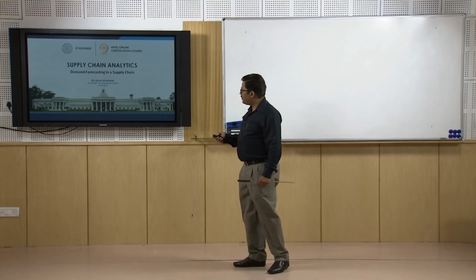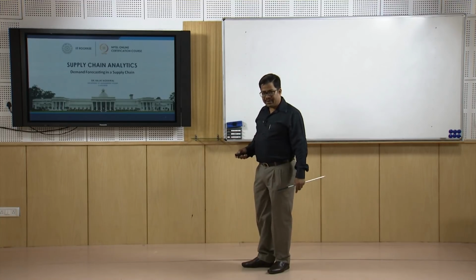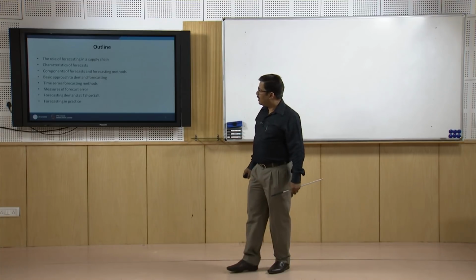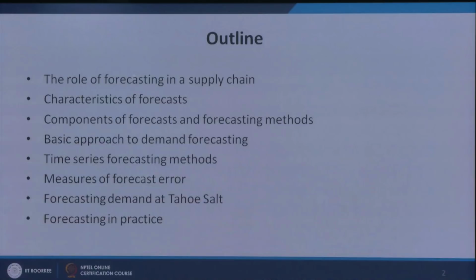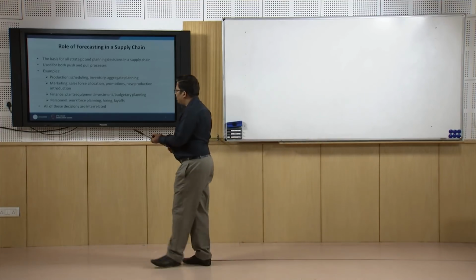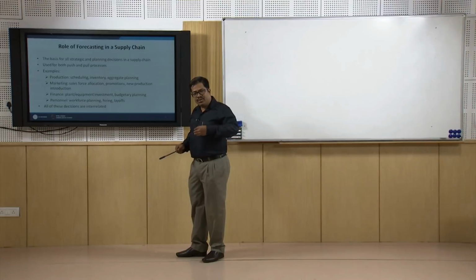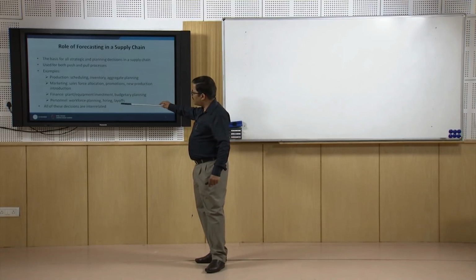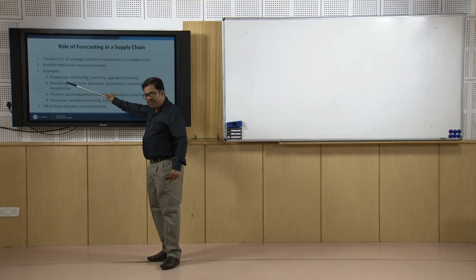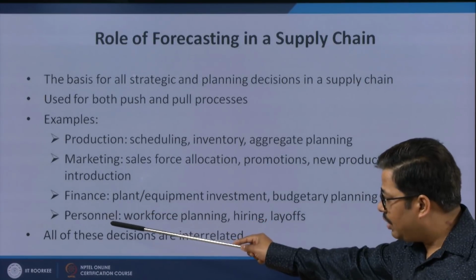Now forecasting is a very important tool because the rest of the planning of your entire supply chain depends on the forecasting. So now we will see how forecasting is going to help us in achieving the results, and these are the contents of our discussions. Now as I said, forecasting is the basis for all strategic and planning decisions in a supply chain. It is useful even in the push phase or in the pull phase of the supply chain processes, and there are uses of forecasting in all activities of your value chain, either in case of production, in case of marketing, in case of financing, in case of human resource.